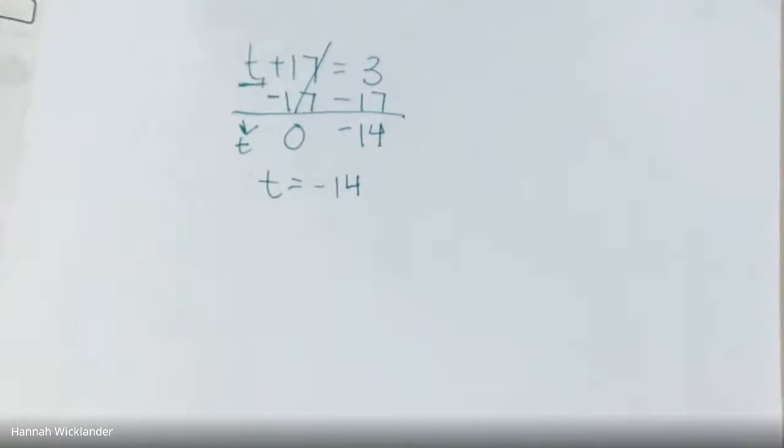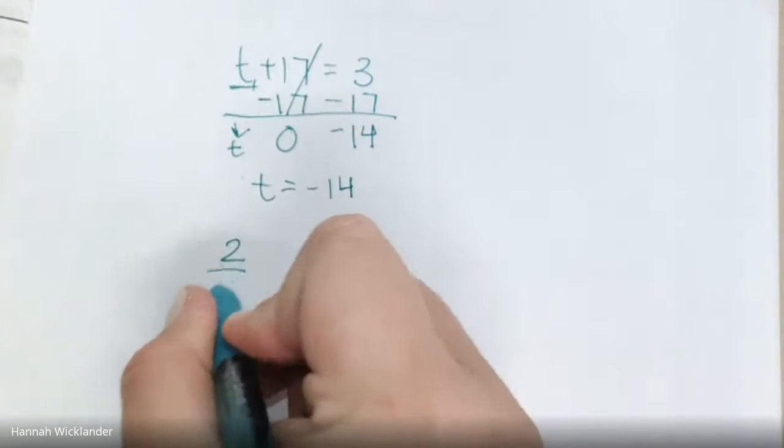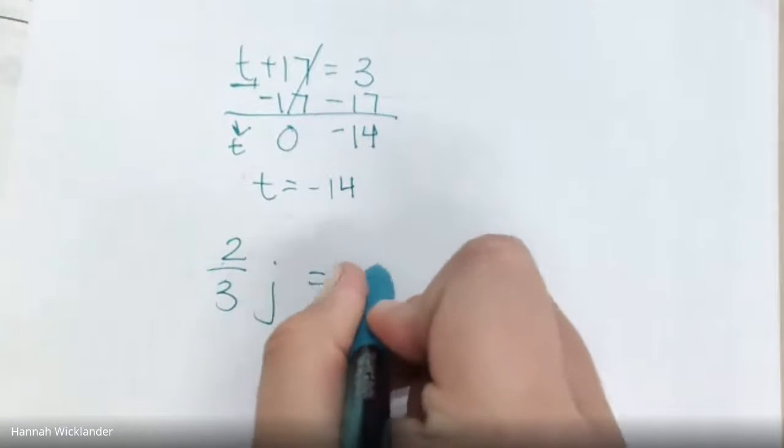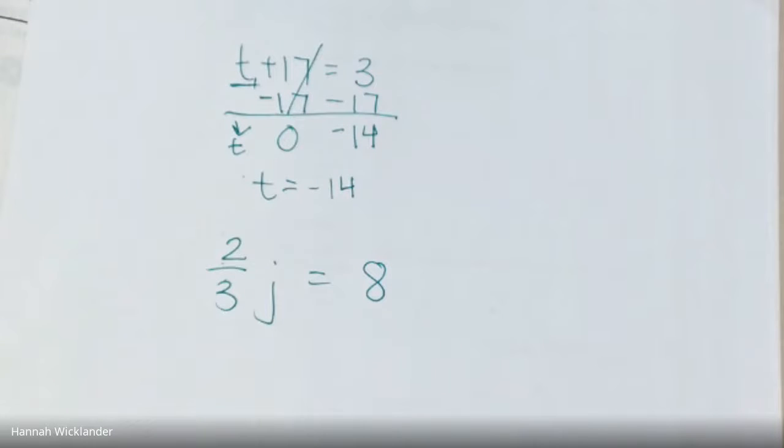Okay, and for my next equation, I have 2/3 j equals 8. What's the answer to that one if you have it? Go ahead and type it in the chat. Okay, I'm going to go ahead and solve it because it looks like we don't have an answer. So we have 2/3 j equals 8.